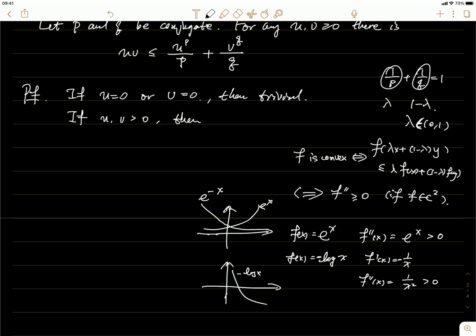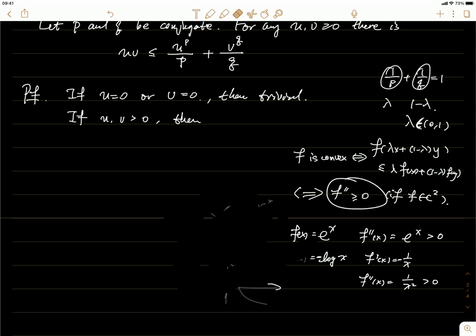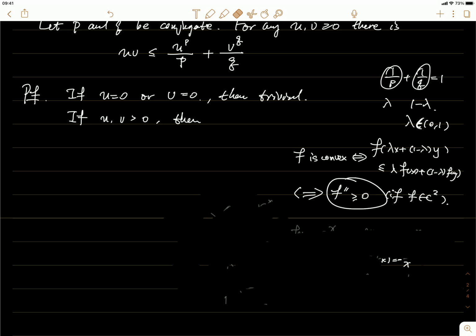Or you can check functions like x squared, which must be convex. X to the power 4 would be convex, something like that. So it's just checking this, pretty easy. Okay, so now let's use that fact, especially use the fact that e to the power x is convex.